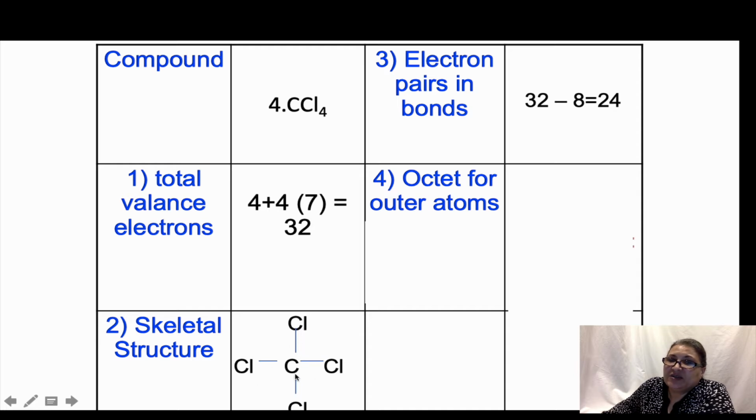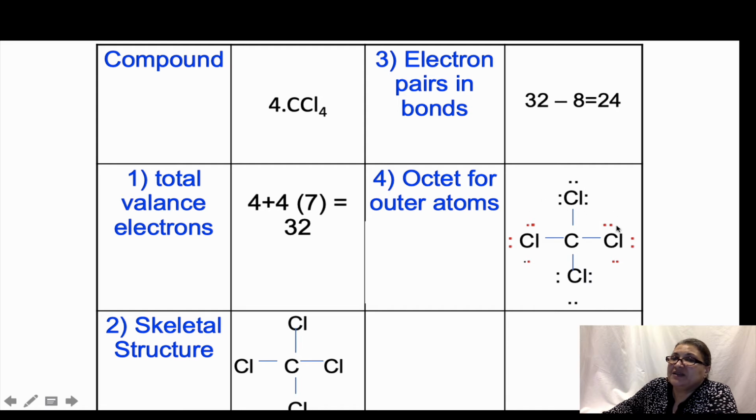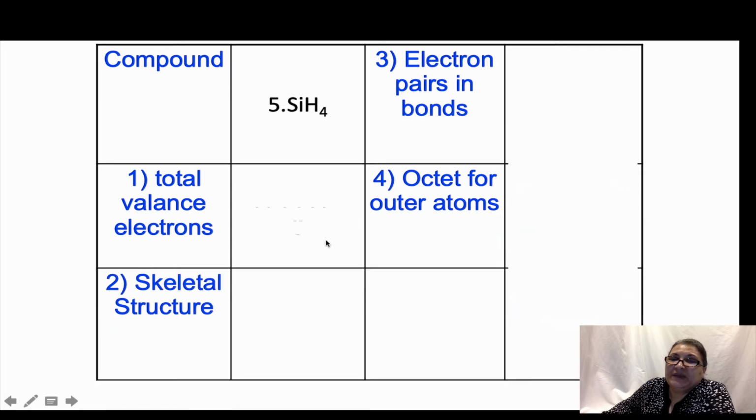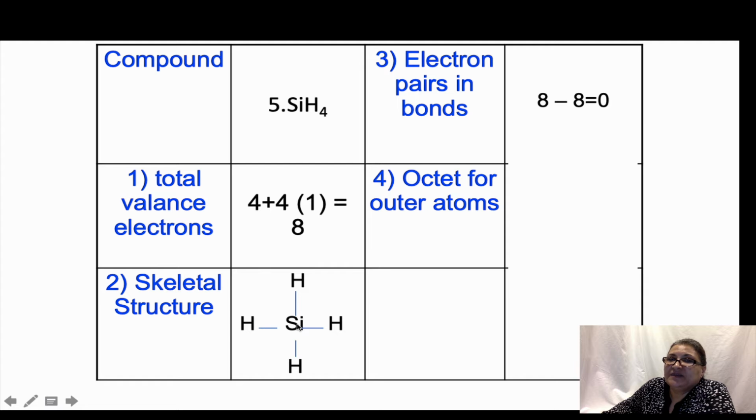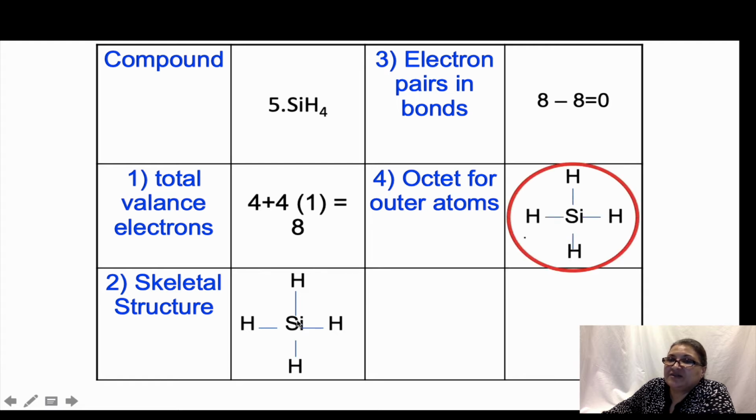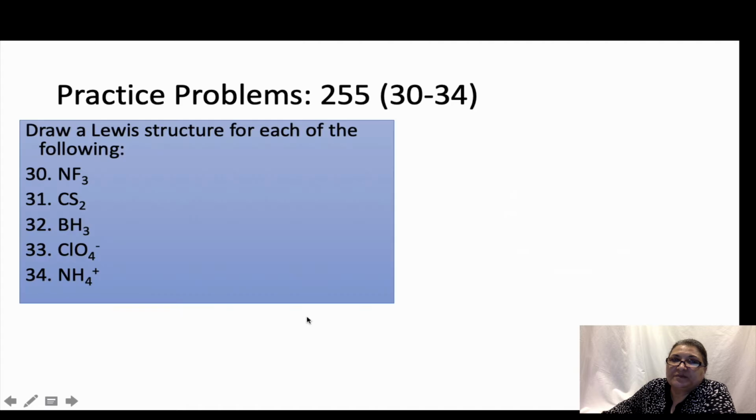Carbon is satisfied because it's 1, 2, 3, 4, 5, 6, 7, 8. But chlorine is not. So we add 6 dots to each chlorine, and that's 24. Okay, let's do one more. Si is 4, 4A, and then hydrogen is 1, but there are 4 of them, so we have 8 altogether. We connect them, so we subtract 8. Nothing is left, so that's your final structure.